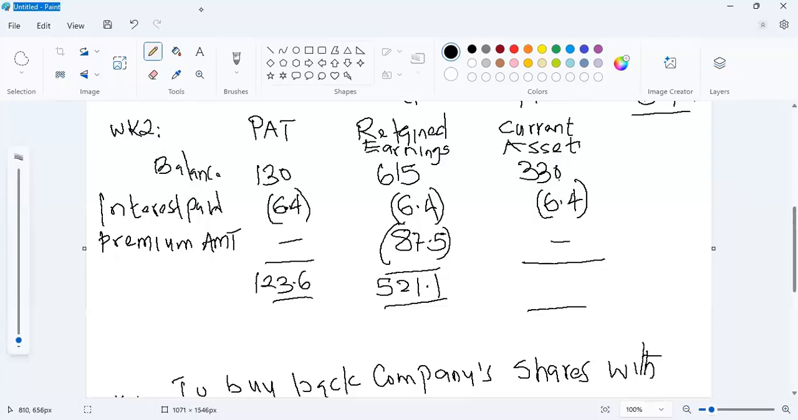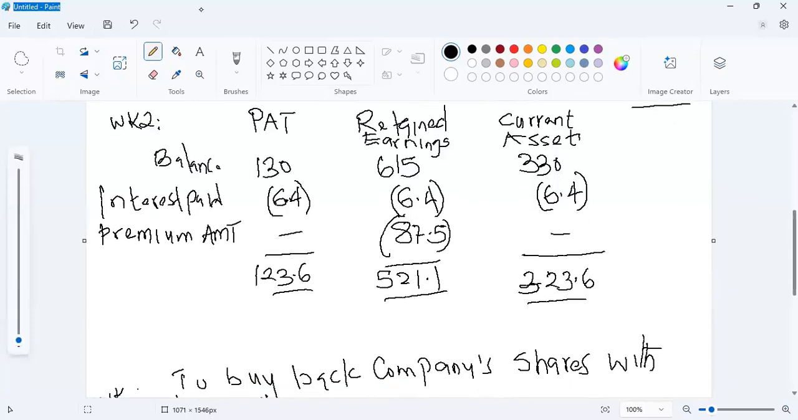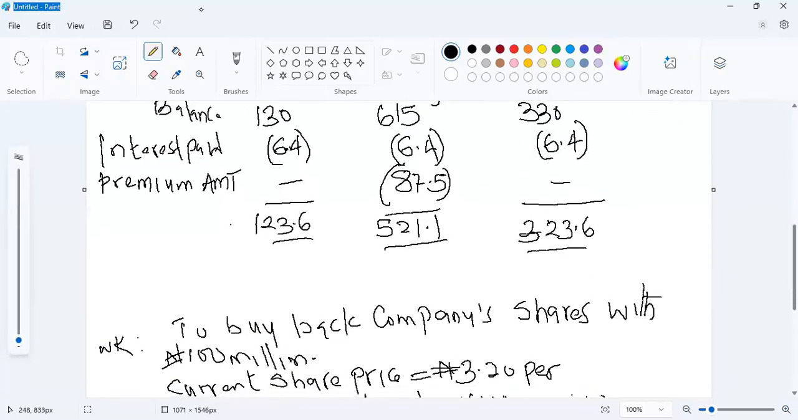Then current assets 330 minus 6.4. That should give us 323.6. Please note all these figures for adjustments. We can go back to the statement now.